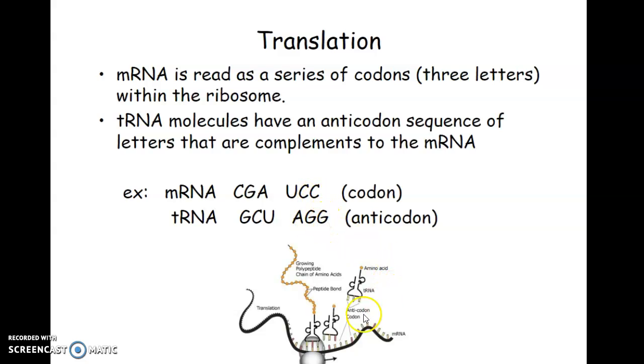This is kind of how it works down here. So specific amino acids on that specific tRNA, and then it matches up to the codon on the mRNA.